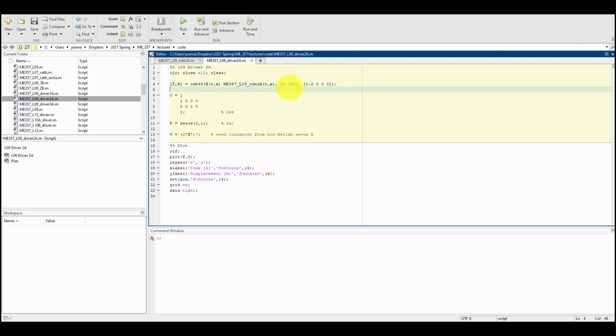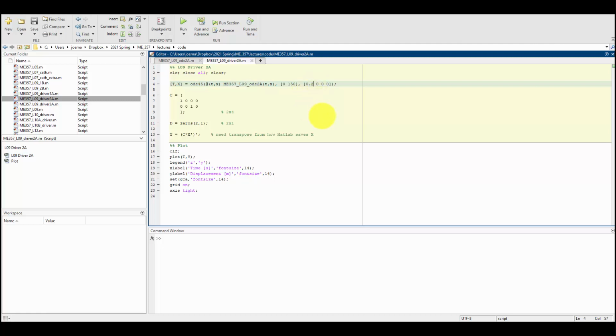I'm not defining what timestamps to use in between. I will let ODE 4.5 determine that. I just want a beginning and an end. And over here, I have my initial conditions. I have 4 state variables, so I have to tell it the initial condition on each of them.